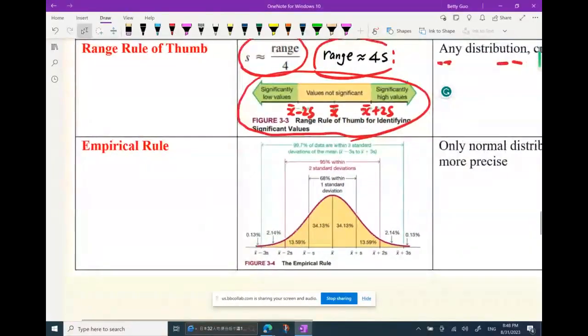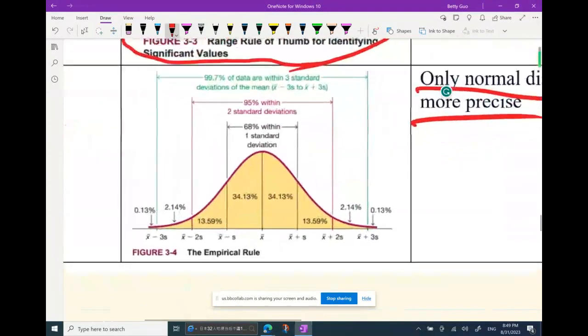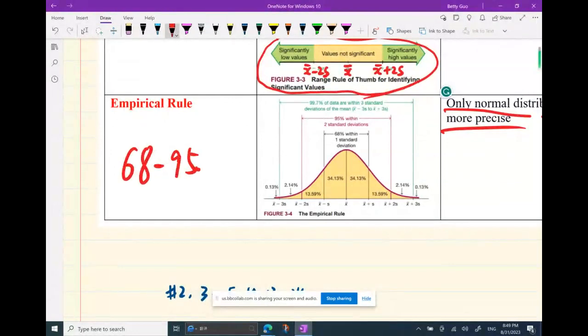And the second rule is called the empirical rule. The empirical rule only applies to a data set that is normally distributed, or at least roughly normally distributed. This rule is also called the 68, 95, and 99.7 rule. Remember the 3 numbers.